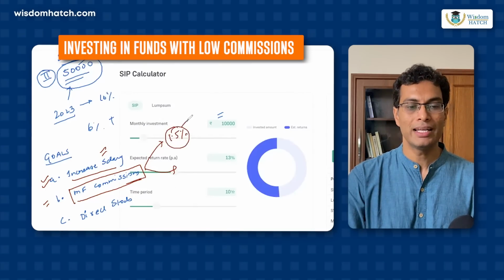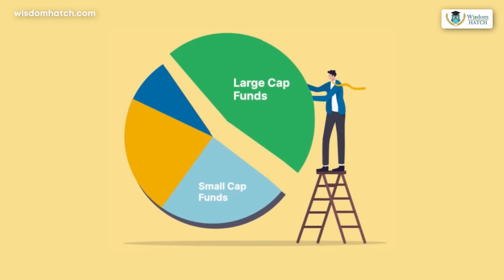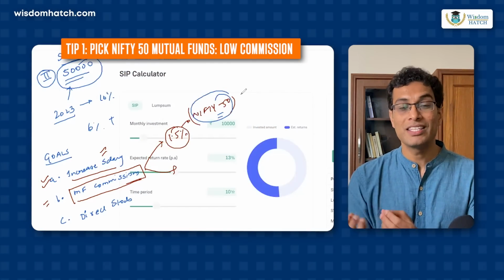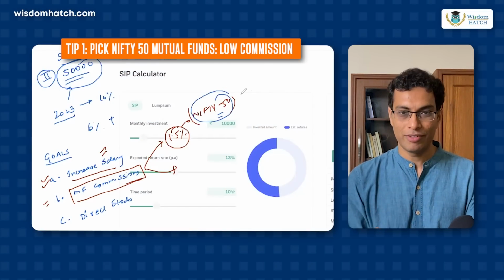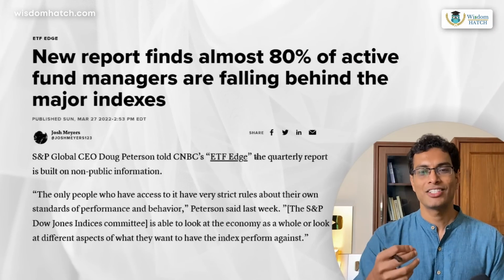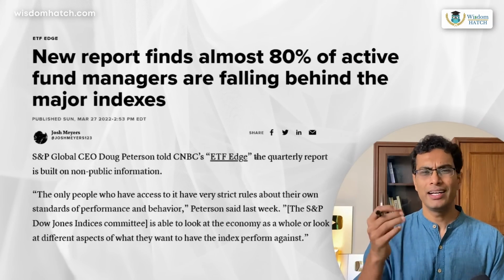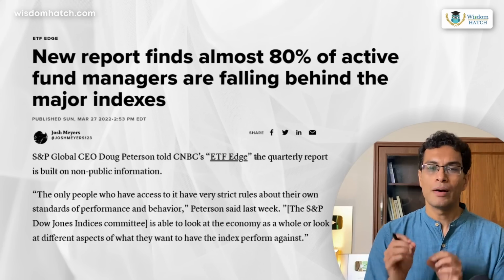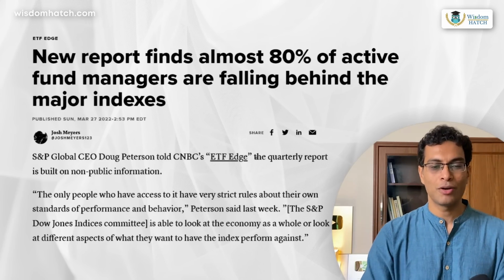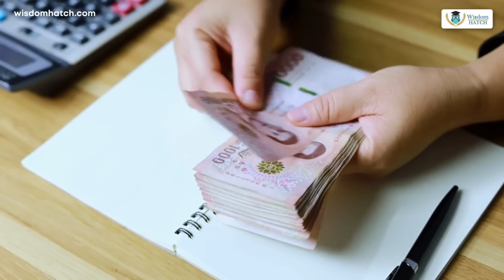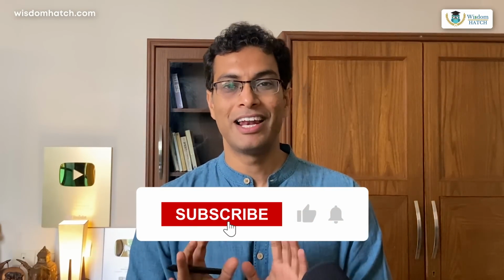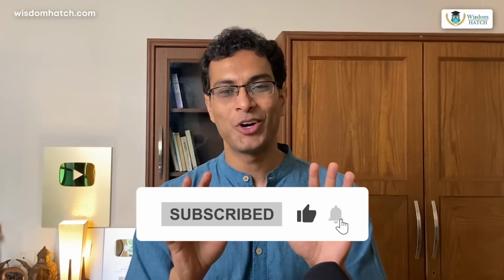Example would be something like Nifty 50, right? So if you're looking to buy a large cap blue chip mutual fund, pick Nifty 50 mutual fund. Why? Because the commissions or the expense ratio is really low on Nifty 50, and studies prove that large cap blue chip equity mutual funds, 80-85% of fund managers are not able to beat Nifty 50. So अपनी life simple रखो, simply go and put your money in Nifty 50. You will be good to go. You will be able to save a lot of money on commissions. This simple simple tip itself is going to save you lakhs over your investing career.